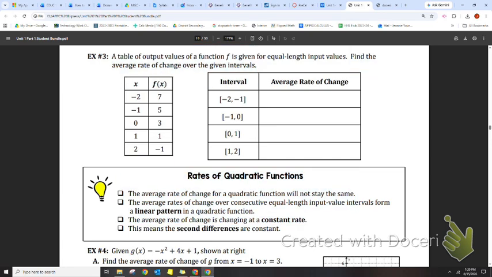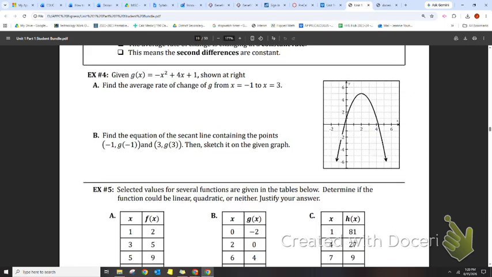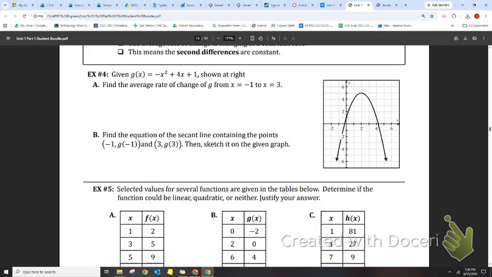Example 4, it says, given that g of x is equal to negative x squared plus 4x plus 1, shown at the right, find the average rate of change of g from x is negative 1 to x is 3. So again, I'm going to go find those ordered pairs. So I know it's going to be negative 1, comma some number, 3, comma some other number. To find their y values, I'm going to plug it in. I'm going to let this be x1, y1, x2, y2. So to find our y1, let's plug in x1.